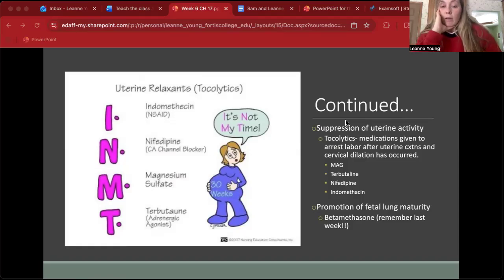Indomethacin is another one. This is an NSAID that suppresses labor by blocking the production of prostaglandins. This one we don't use as often because it can have some pretty serious maternal side effects.